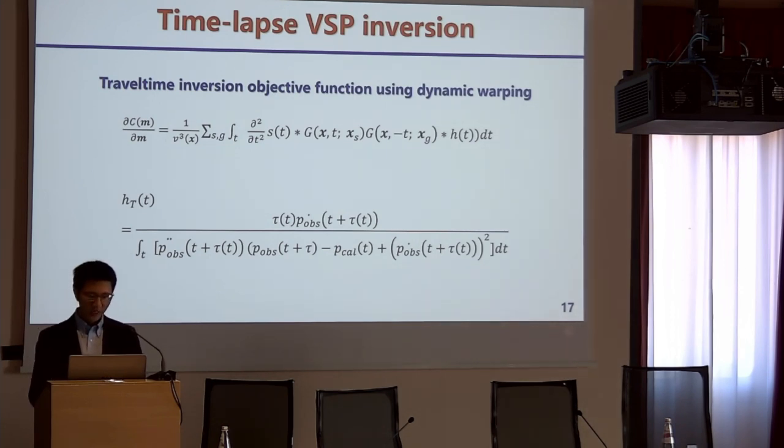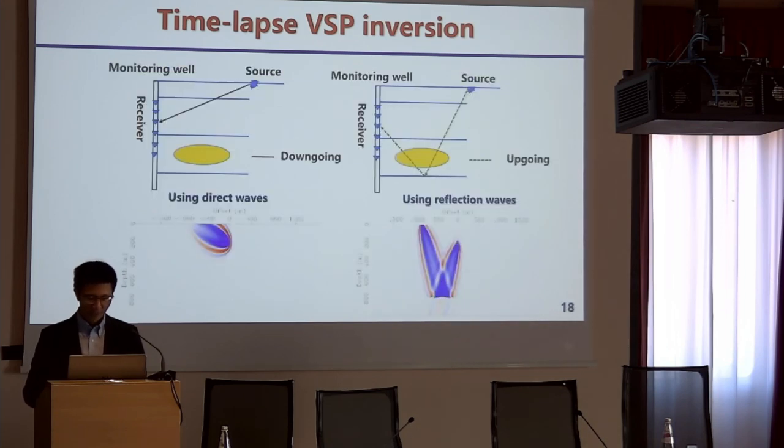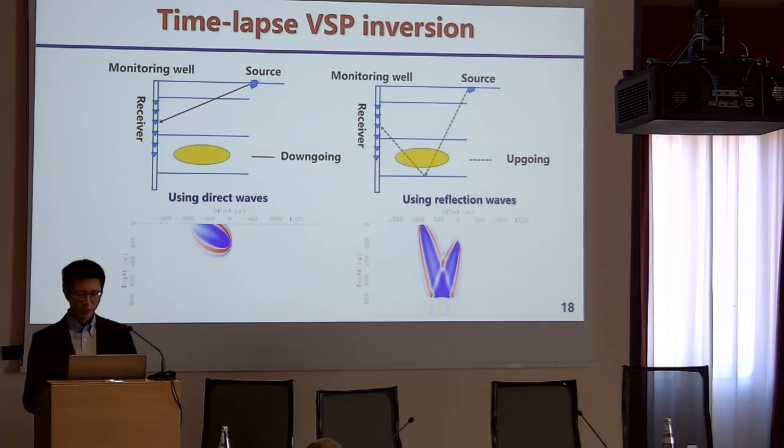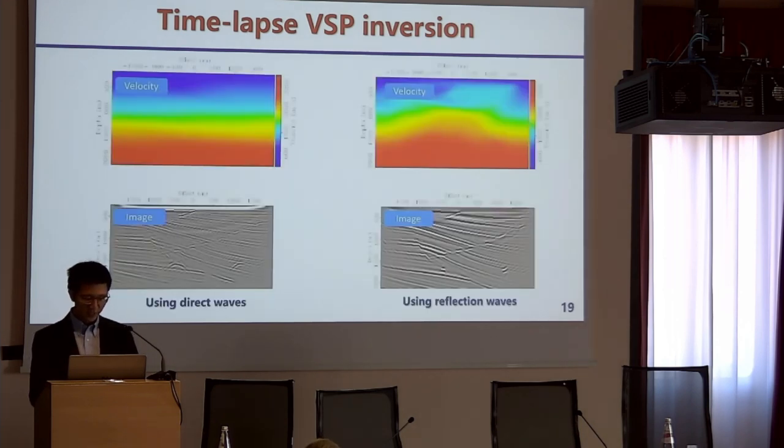And this can be taken as the intermediate results between the travel time tomography and the full waveform inversion. And because the location of the receivers is above the targeted CO2 injected reservoir, we also combine the direct waves and the reflection waves to do the inversion. This is the synthetic test.